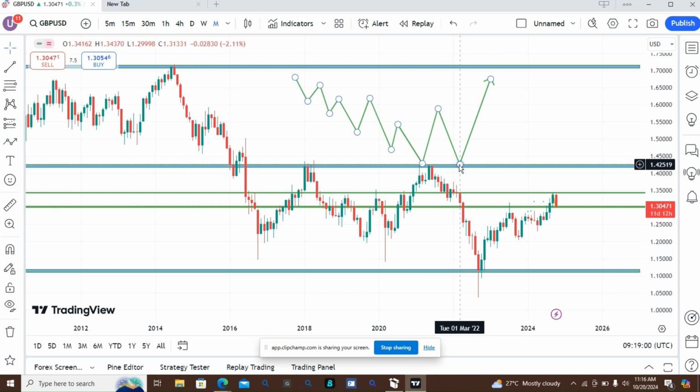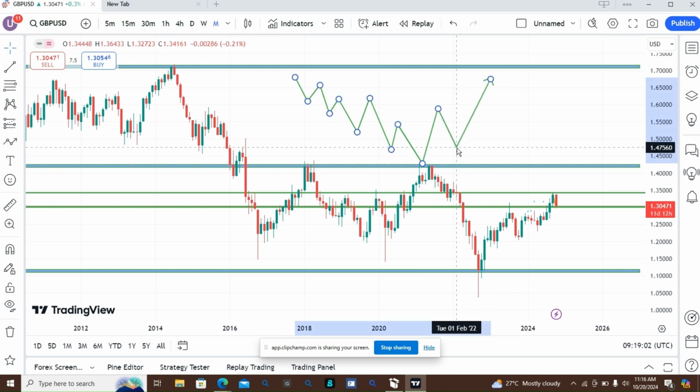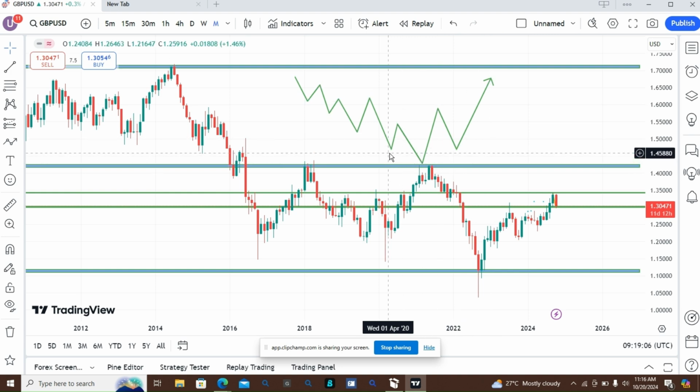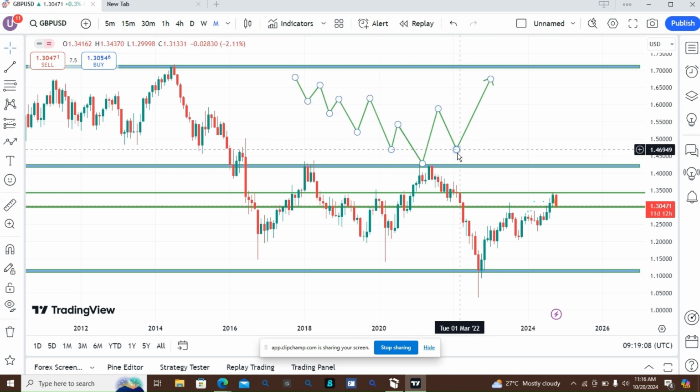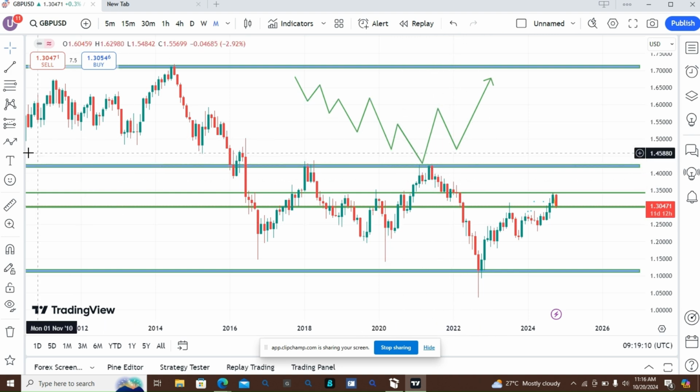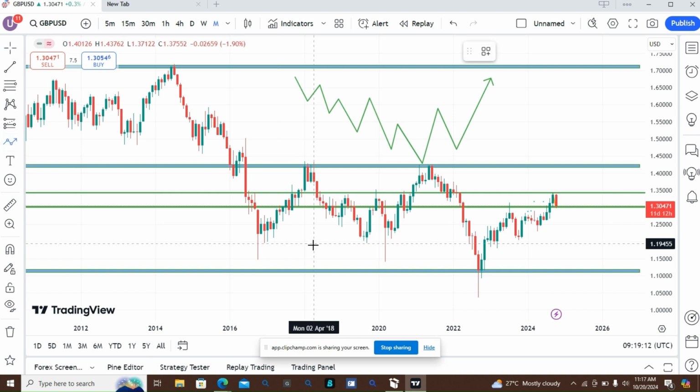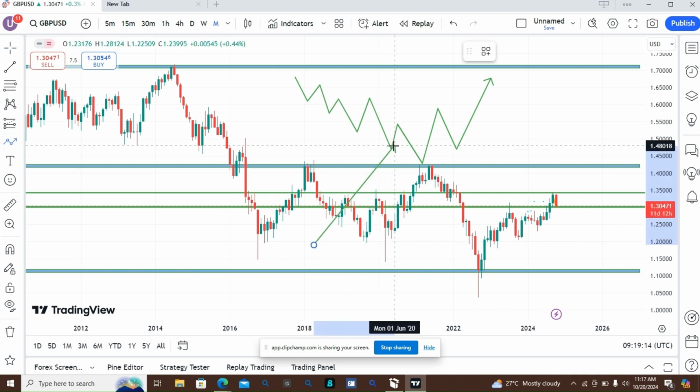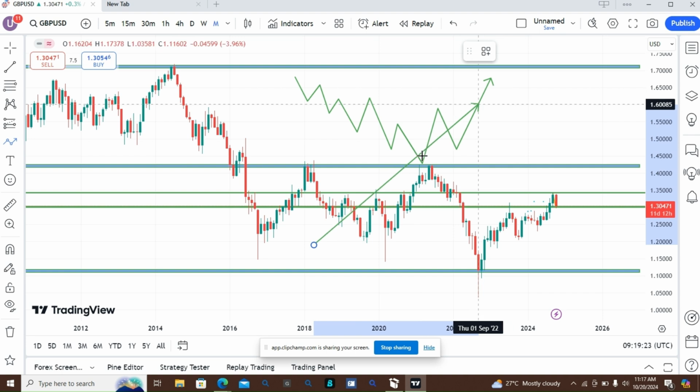Secondly, the market can use an inverse head and shoulders. This is an inverse head and shoulders. This is the left shoulder, this is the right shoulder, and this is the head. Let me use this now and show you. This place is now the left shoulder, and this is the head, and this is the right shoulder. So the market can use this pattern and reverse.